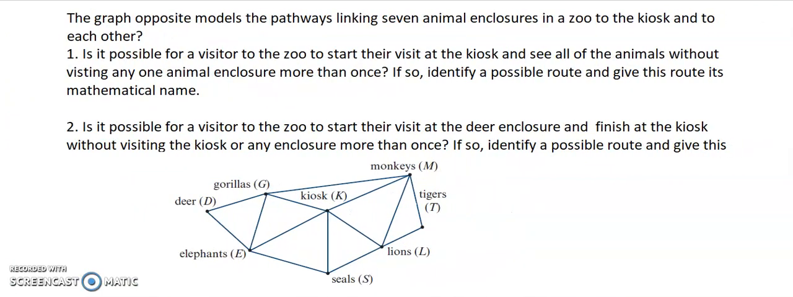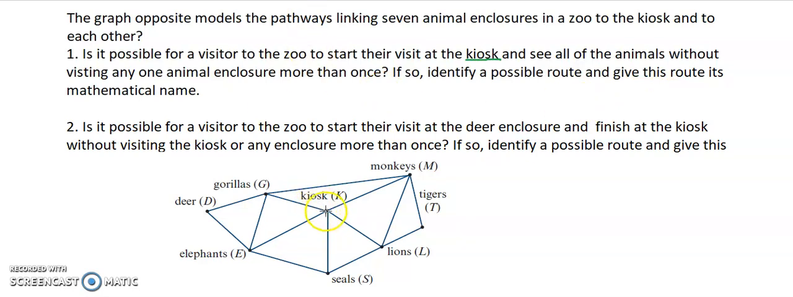Let's look at a worded question. And these worded questions, we really need to make sure that we are breaking the question down. So this first part says, the graph opposite models the pathways linking 7 animal enclosures in a zoo to the kiosk and to each other. Is it possible for a visitor to the zoo to start their visit at the kiosk and to see all of the animals without visiting any one animal enclosure more than once? If so, identify a possible route and give this route its mathematical name.